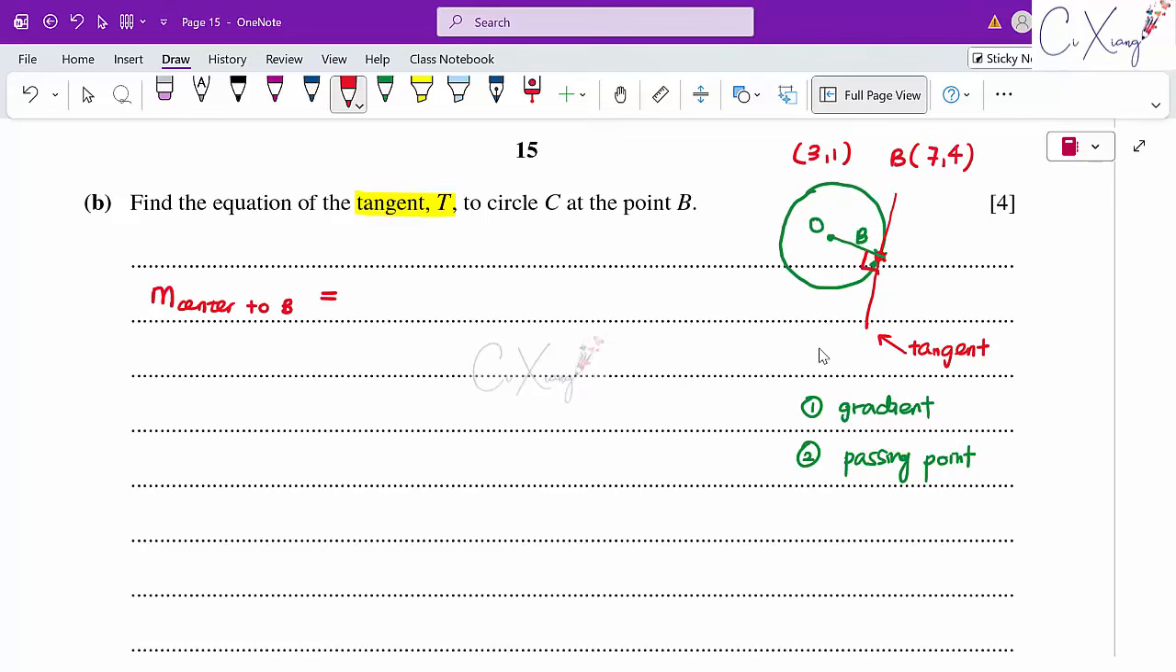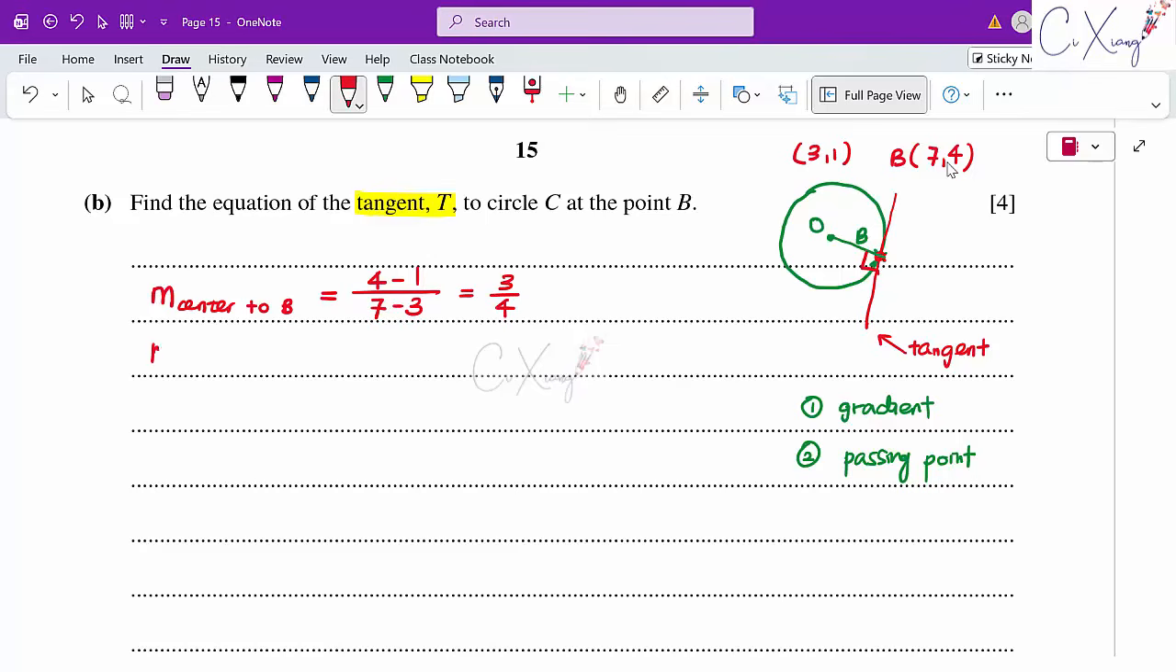All right, after that, let us have a look at the gradient. How to find the gradient for these 2 points here? These 2 points, okay? So the general formula would be y1 minus y2, so I take 4 minus 1, divided by x1 minus x2, so I take 7 minus 3. And the gradient that I get here would be 3 over 4.